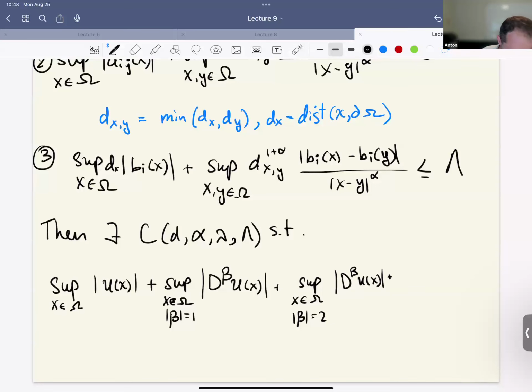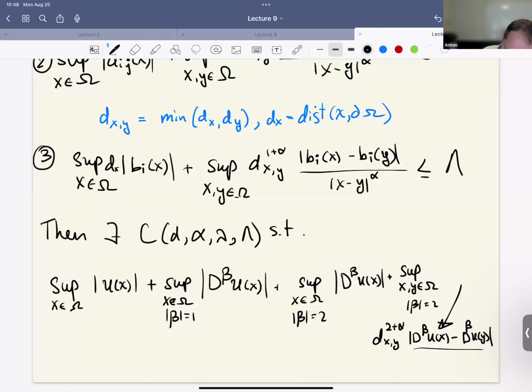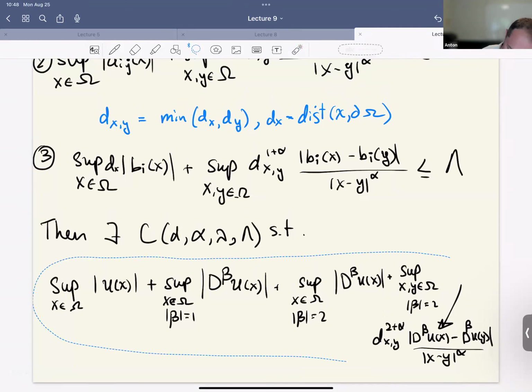Plus supremum of x, y in omega, norm b equals 2. Let me just write this down here. d(x,y) to the power of 2 plus alpha times d beta u of x minus d beta u of y over x minus y to the power of alpha. So this is the left-hand side of the bound. Let me copy it over to the next page.